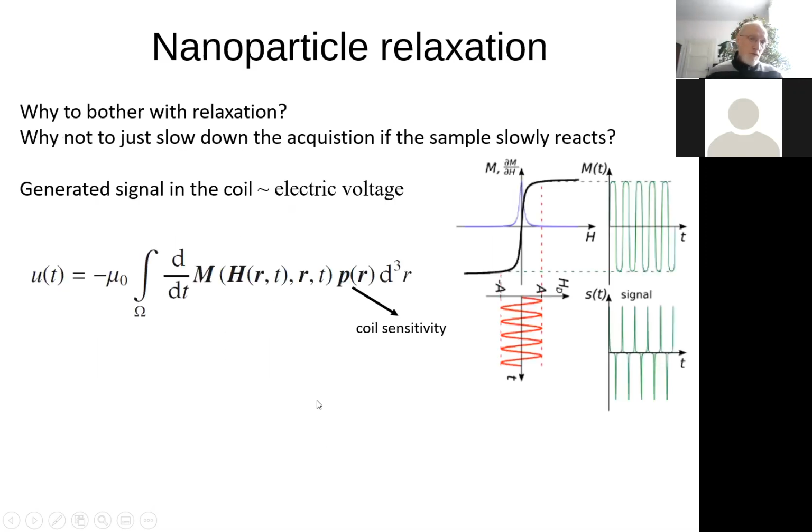The question is why to bother with relaxation? Why not just slow down the acquisition in the sample? If we lower the frequency of the alternating drive field, then the particles, even with slow relaxation, can follow these changes. But the problem is, well, here is the equation for the signal which we can measure. It's pretty complicated, but what's important here in the integral is the derivative of magnetization, and this is very important.